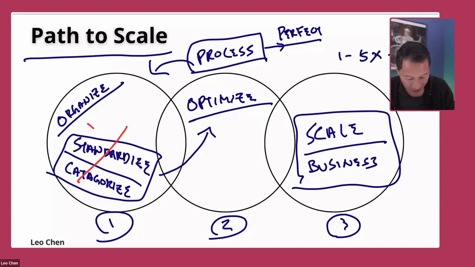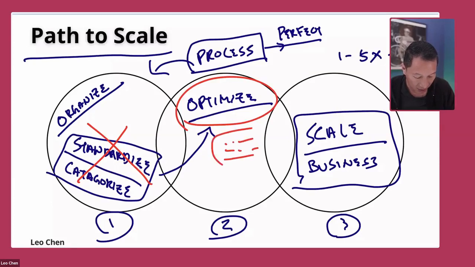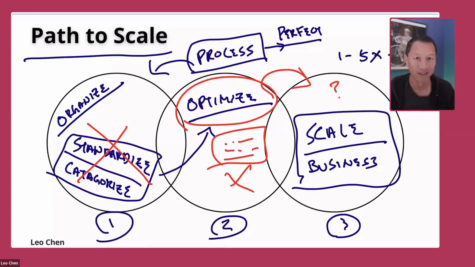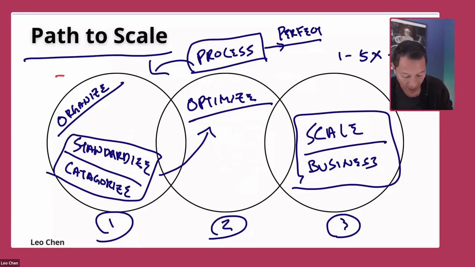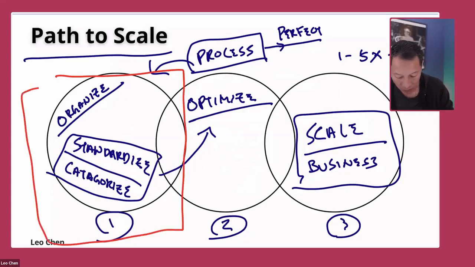What people try to do is they try to skip. They skip this, and then they try to optimize, but they have nothing to optimize. And so it's only a few things that they do wrong. And then they say, hey, how come I can't scale? Right? So we don't want that. We want to start at the front. And when we can standardize and categorize, then we can optimize. And so today's session is really all about this part here. Okay.